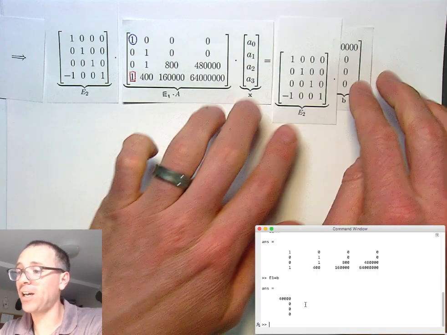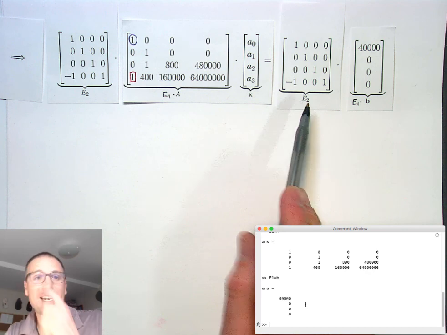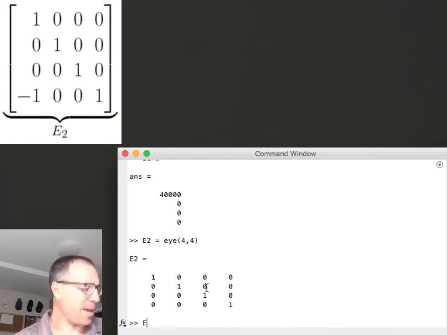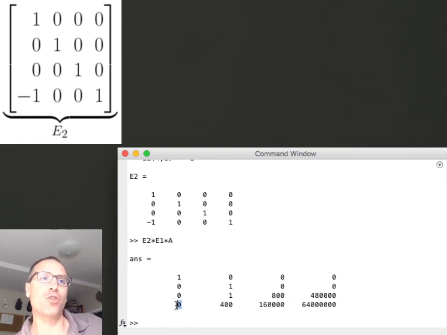Anything I do to the left-hand side, I should also do to the right-hand side. So I multiply now on the right-hand side by E2. Let's go ahead and store E2. In this case, E2 is basically the 4x4 identity matrix, but the major difference is that entry 4,1 of E2 is going to be equal to -1. So now E2 is the matrix that I want, and the claim is that in E2 times E1 times A, the entry 4(1) should be 0.